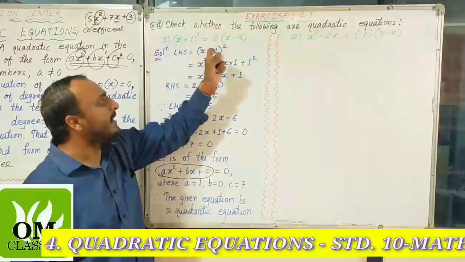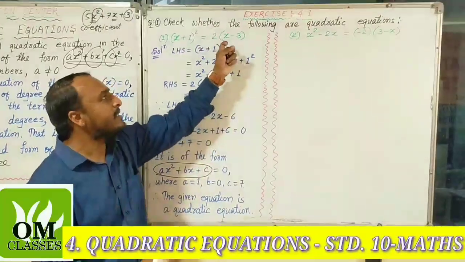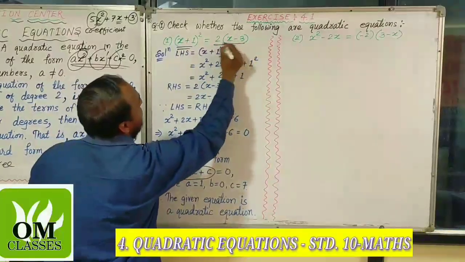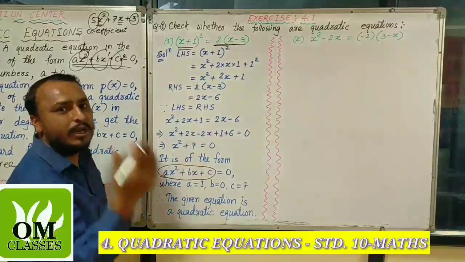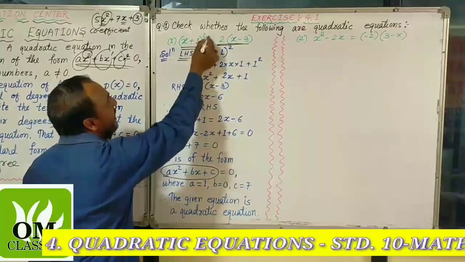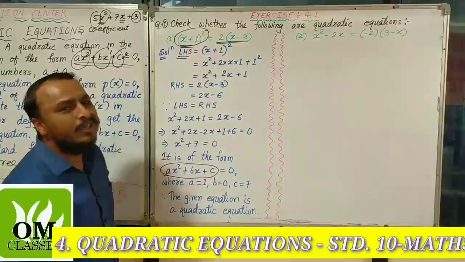x plus 1 whole square is equal to 2x minus 3. Now what is this? LHS and this is RHS. अब हम LHS और RHS का कंपैरिजन देखेंगे. फर्स्ट LHS. Now what is given in LHS? X plus 1 whole square.